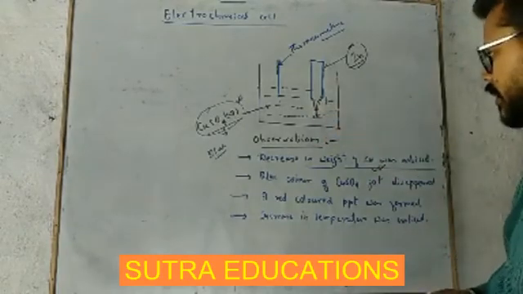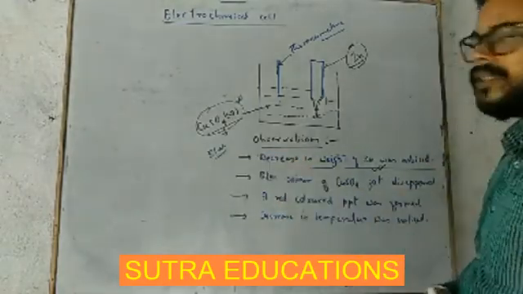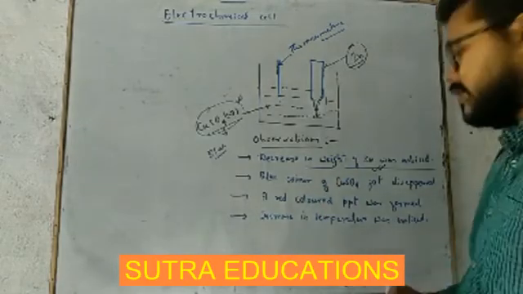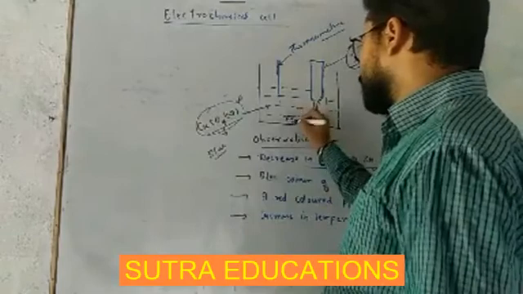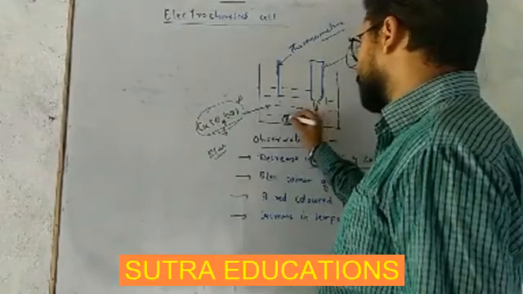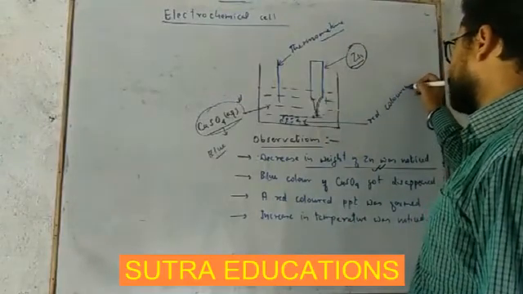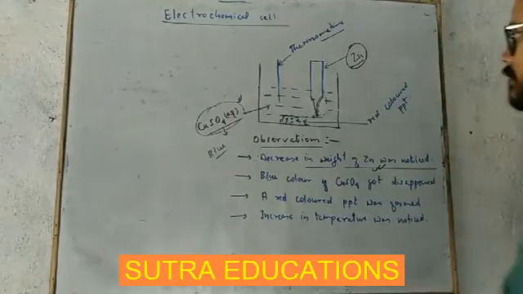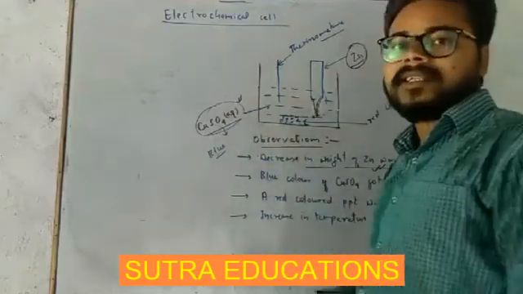Second, copper sulfate is blue, so blue color of copper sulfate got disappeared. Third observation, a red colored precipitate was formed. And finally, increase in temperature was noticed. It was observed that there is change in temperature and heat is being released in this process.